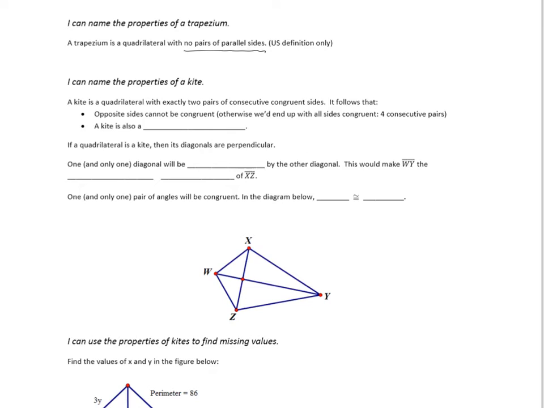There is one special kind of trapezium, and it is called a kite. And yes, it does look like the thing we used to fly as children. A kite is a quadrilateral with exactly two pairs of consecutive congruent sides. So if I have consecutive congruent sides, that means that WZ and WX would be congruent, and XY and ZY would be congruent. Opposite sides cannot be congruent, otherwise we'd wind up with all four of our sides congruent and get 4 consecutive pairs, which would make this guy a rhombus. And a kite is also a trapezium. It's a subset of trapeziums.